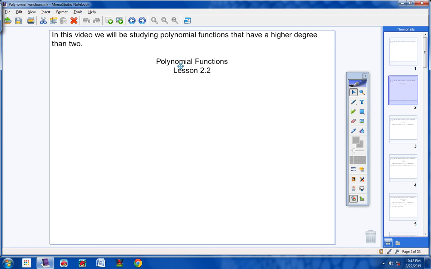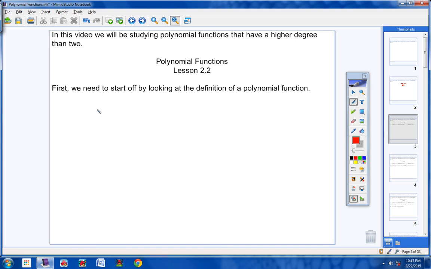Your heading today is polynomial functions, so please make note of that: Polynomial Functions, Lesson 2.2, and be sure and include today's date, okay?